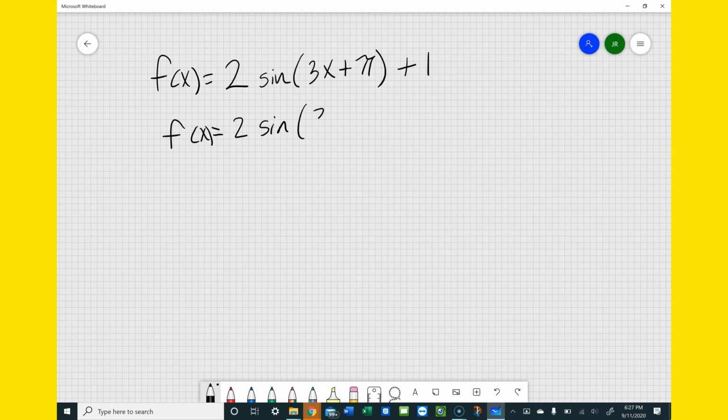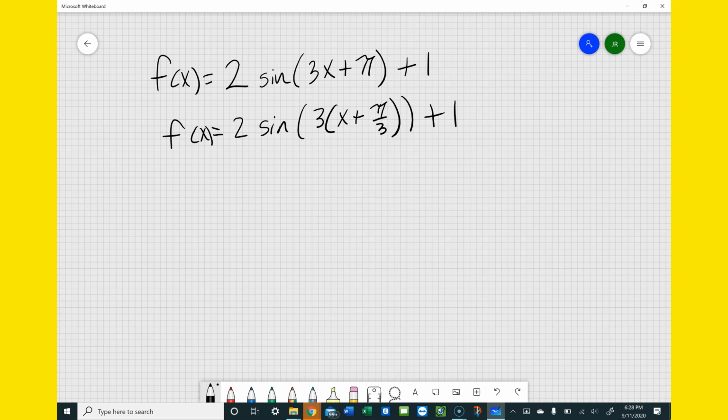And instead of 3x, I'm going to factor the 3 out. And when I factor 3 out, we're left with the x here. And if I factor a 3 out of the pi, that means I'm dividing 3 out of pi. So it just leaves me with pi over 3. And just think about if I were to distribute the 3 into this, it would give me 3x plus 3 pi over 3. The 3's would cancel and you'd have pi. Okay? So now we're in the proper format where now we know the a is 2, the b is 3, the c is pi over 3, and the d is 1.